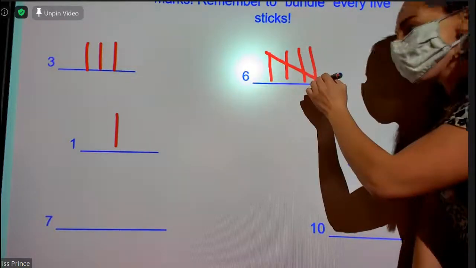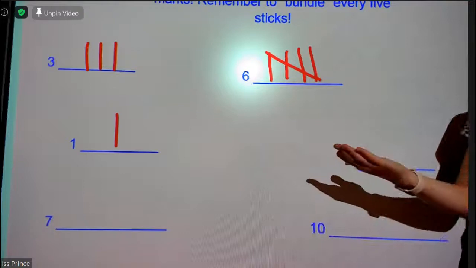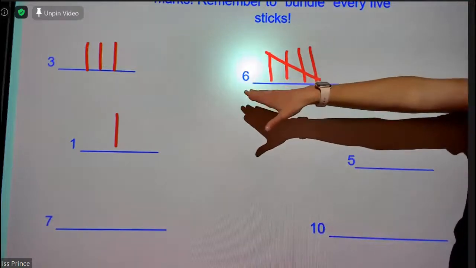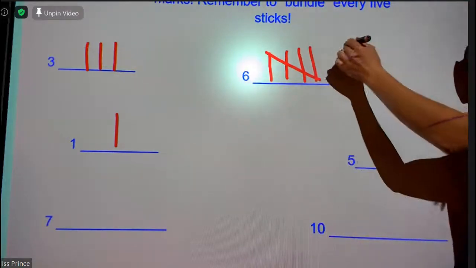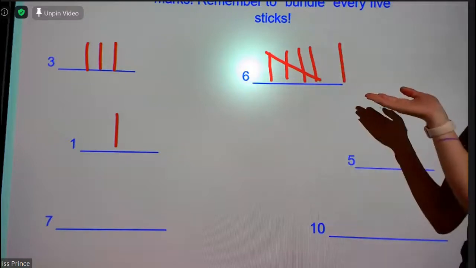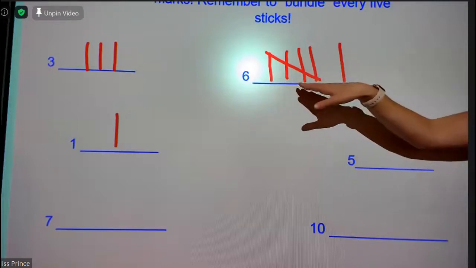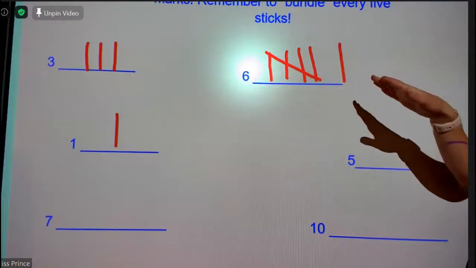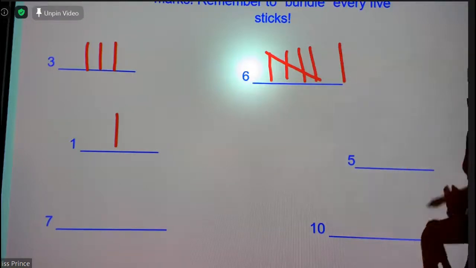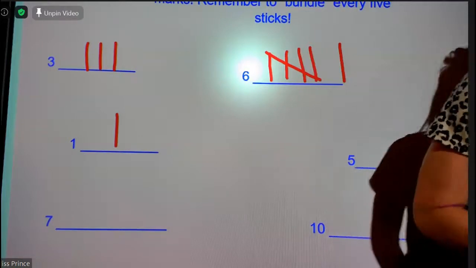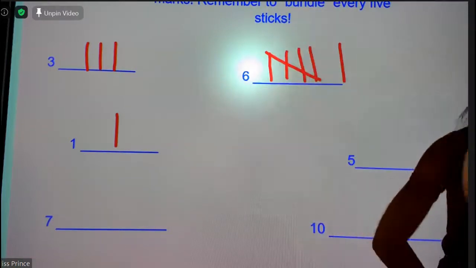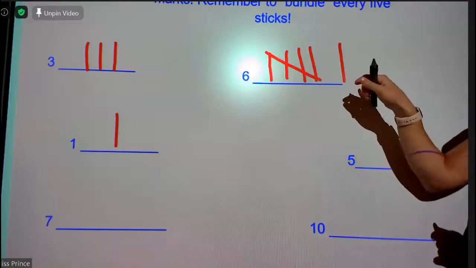Bundle. 5. Do I stop? No, I have to go to 6. So look where number 6 goes. It's over here by itself because it's going to start a new bundle. I don't want to put it in with these ones because it starts its new bundle by itself. Wait, why? That's just how the tally marks work. They stick together in groups of 5 like a bundle, and then the new group starts over here.